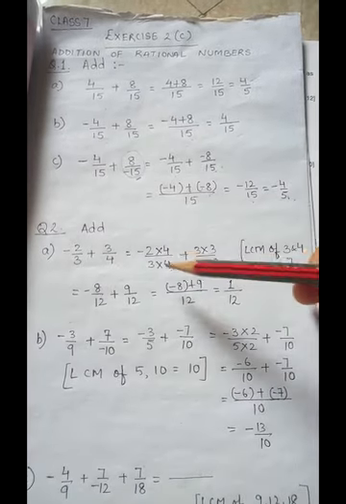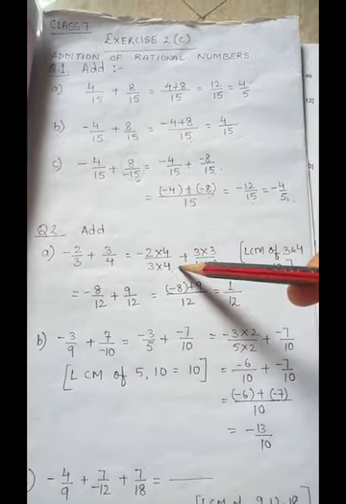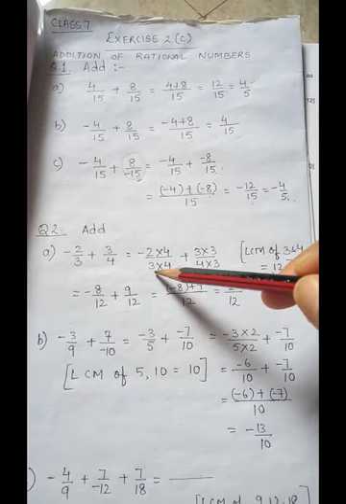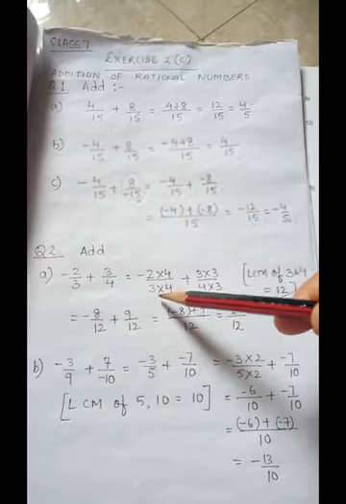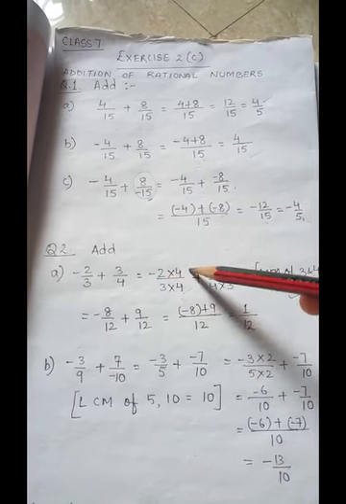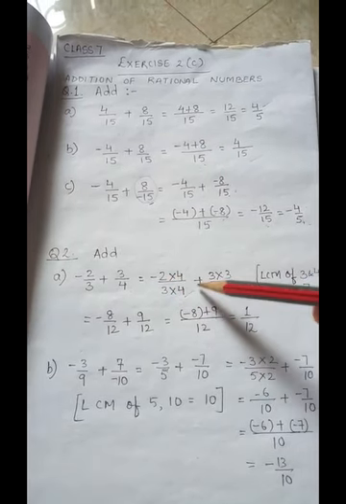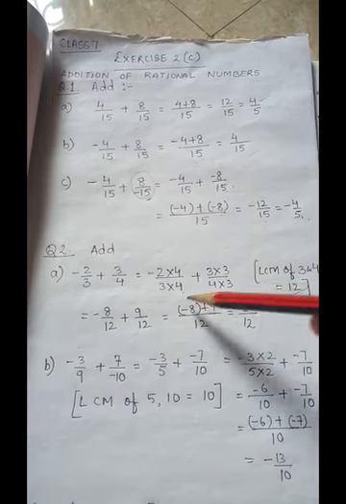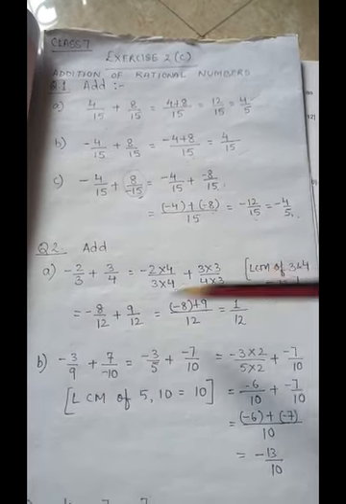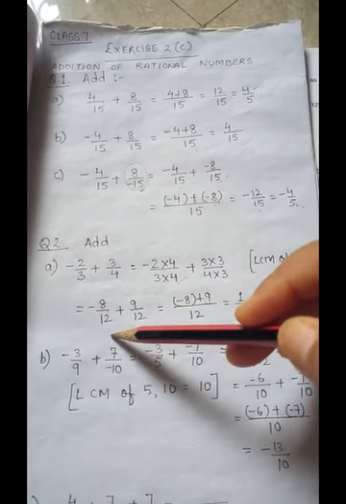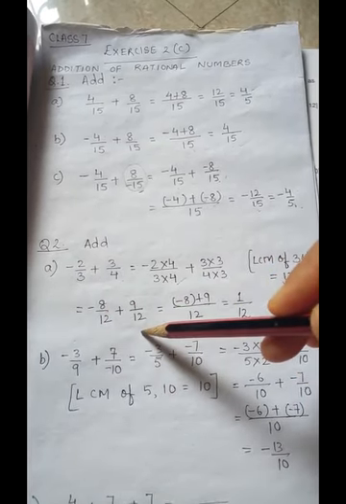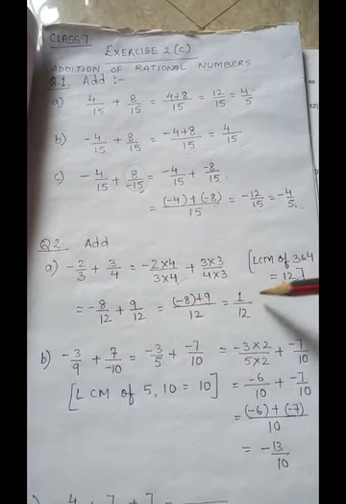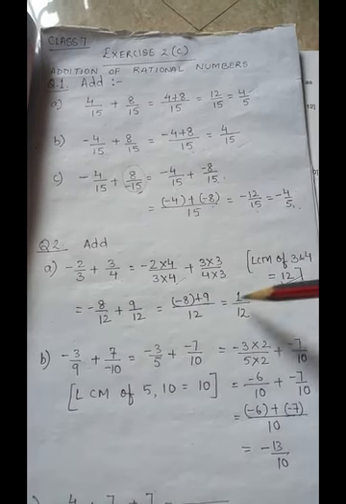First, minus 2 by 3. What should we multiply? 4. So it is minus 2 into 4 upon 3 into 4, plus 3 into 3 upon 4 into 3, to get the denominator 12. So it is minus 8 upon 12 plus 9 by 12. So 9 minus 8 is 1, and this is 12.